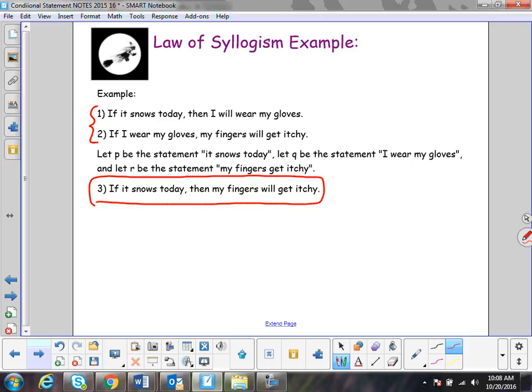So just write the first 2 and then the third one. If it snows today, then I will wear my gloves. If I wear my gloves, my fingers will get itchy. Well, if it snows, then what's going to end up happening? Your fingers are going to get itchy because you have to wear your gloves. So you can just go from our original hypothesis all the way to the last conclusion. Remember, it's hypothesis at the beginning, conclusion at the end.